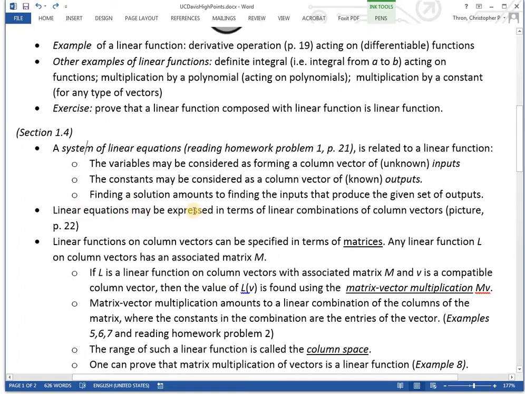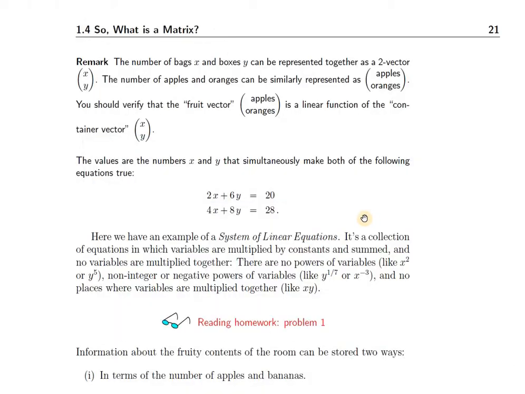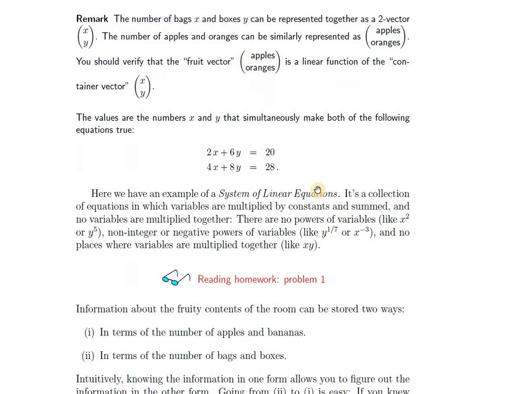Next point, linear equations may be expressed in terms of linear combinations of column vectors. Now we're going to look at this a little bit differently from what I've been saying. Here I was saying that x and y is a column vector, but you can actually consider this left-hand side as a linear combination of the constant column vectors, as it's shown down here.